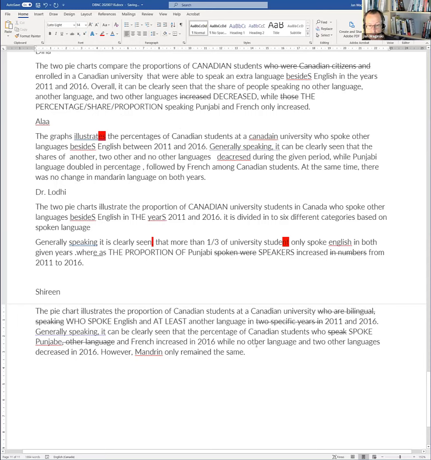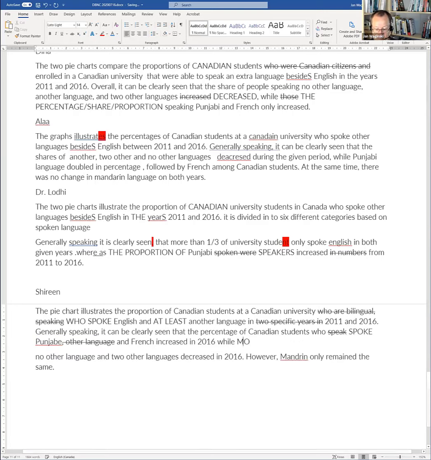Good. While, if we want to simplify, you could do this. While most other categories decreased. And then you could leave, however, Mandarin only remained the same. Okay. So that works as well.